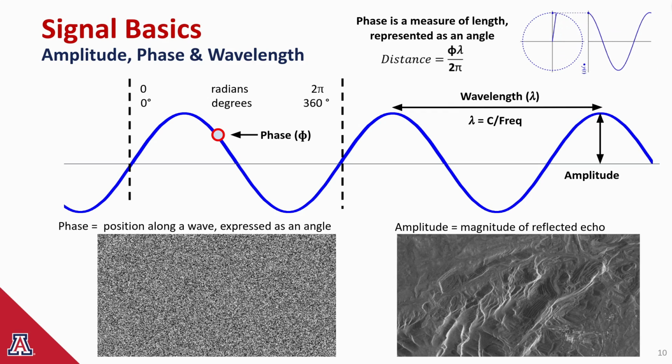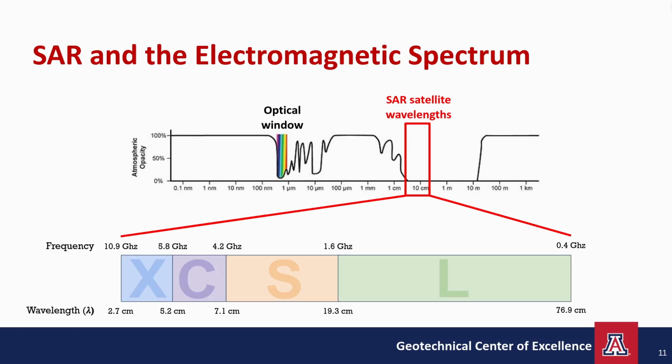Each pixel in the image receives a phase value, and when plotted, it looks like the image in the bottom left, completely random. It turns out, however, that this apparent noise is highly correlated over time, and when a second image is acquired and one image is subtracted from the other, the randomness disappears. This is at the heart of what InSAR is, differencing phase images, and the subject of future lectures.